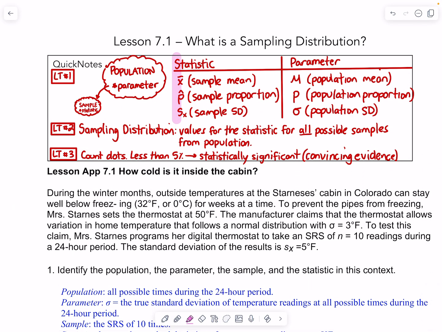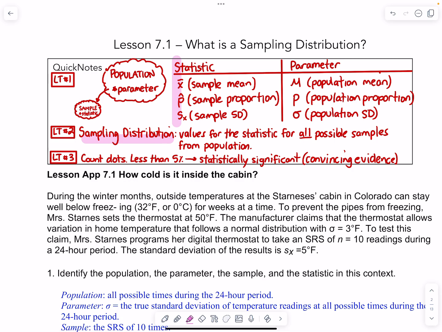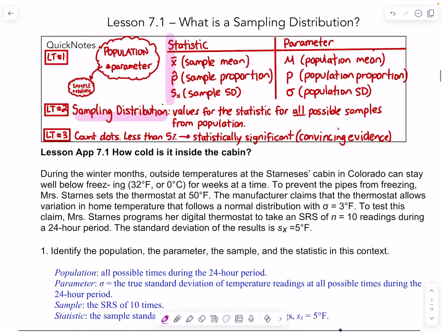A sampling distribution is exactly what we just did. The sampling distribution was this graph right here. Each dot represented, for ours, the average of 5 scores. We're going to count the dots, and if it's less than 5%, it's considered statistically significant. For instance, is it unusual to have a 90 or above? I'd say 90 or above is 1 dot out of 30 dots, which is about 3%, and that is less than 5%. Since it's less than 5%, yes, I would consider it statistically significant.